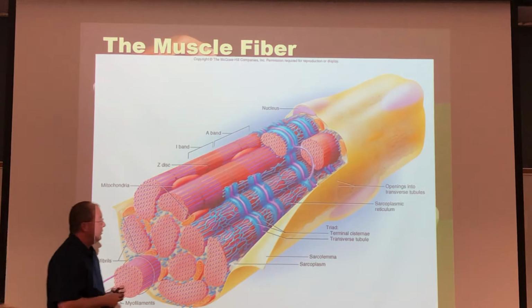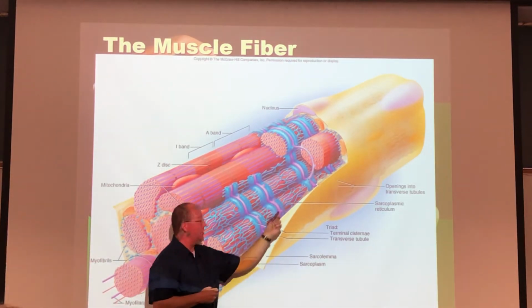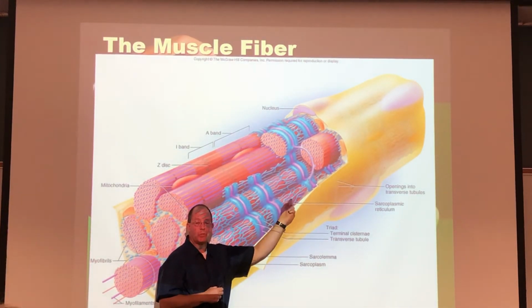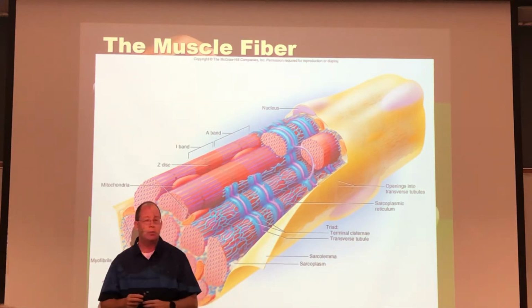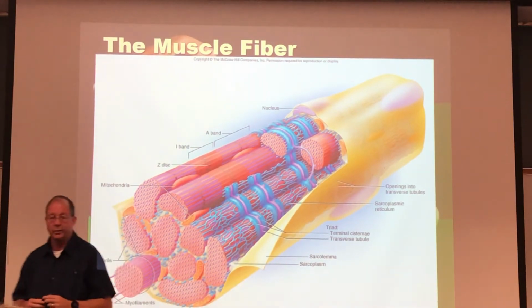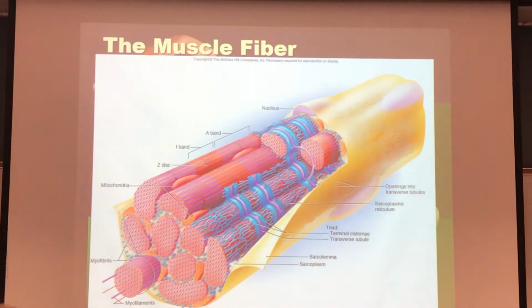Okay, let's get into this crazy business. This looks like kind of a mesh. This is the sarcoplasmic reticulum. And the sarcoplasmic reticulum does just what the endoplasmic reticulum does, but it's unusual in the muscle in that it kind of blends into these three pipes. Three. Ready? We call these three pipes the triad.